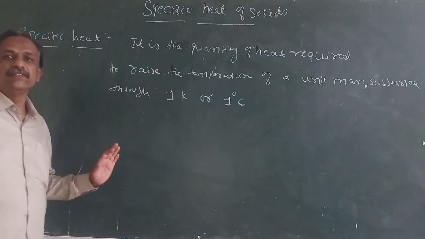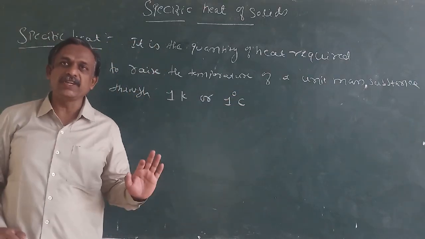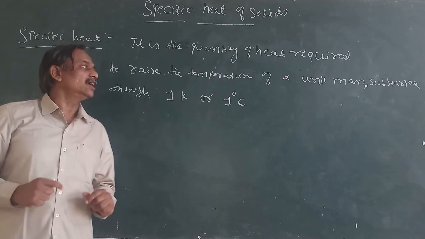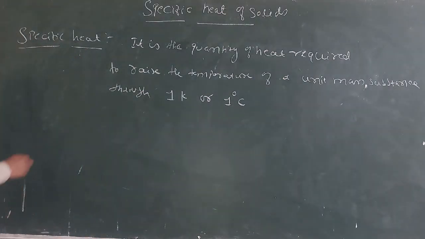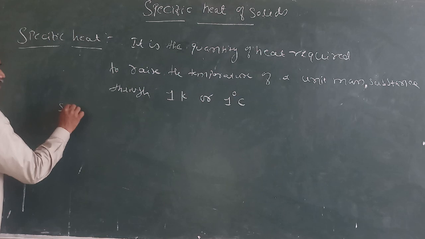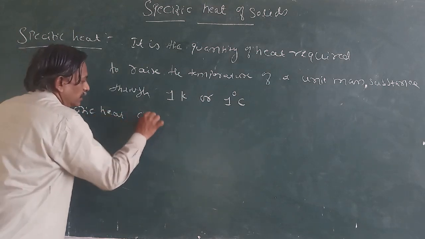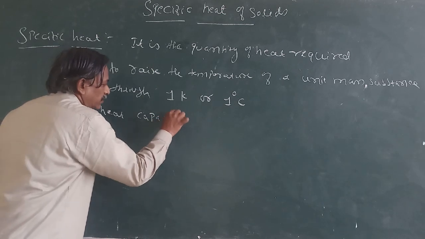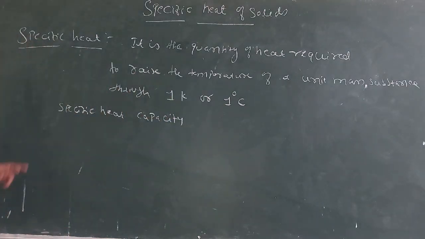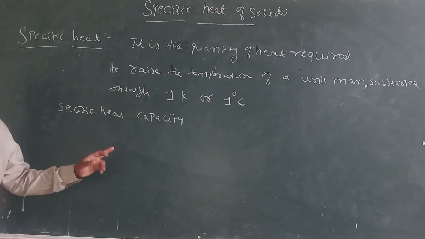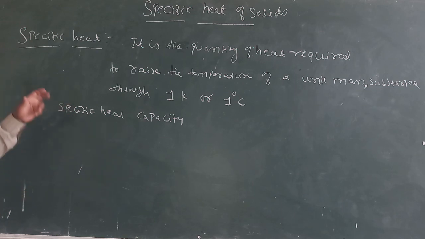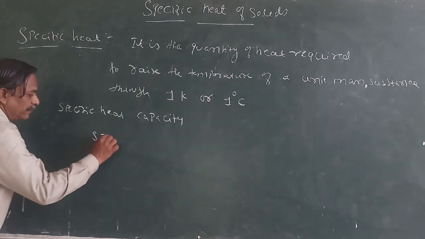This is the definition of specific heat. Specific heat can also be called specific heat capacity, but in simple language we will simply call it specific heat. Now we will see what is the SI unit for specific heat.